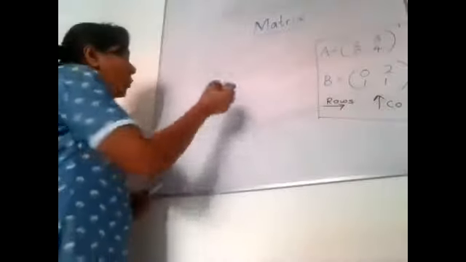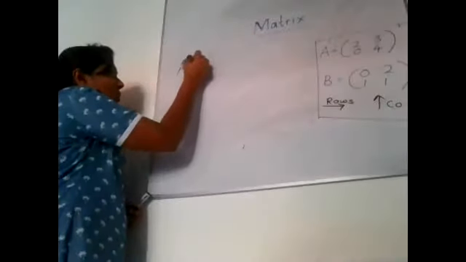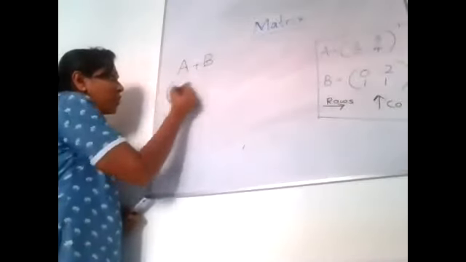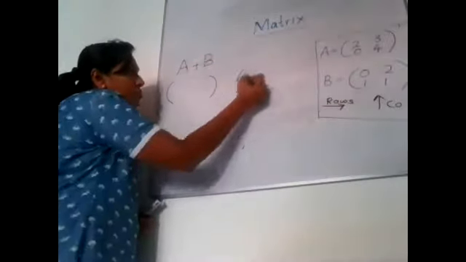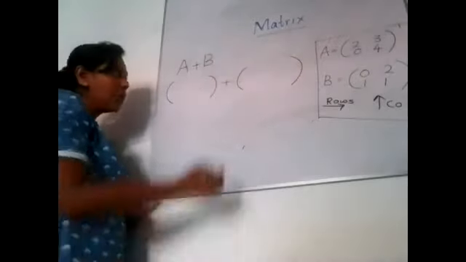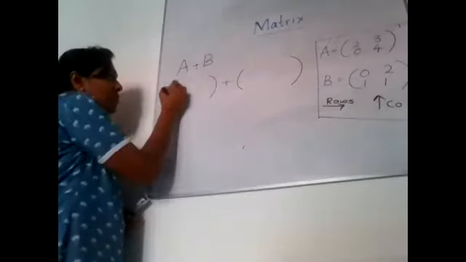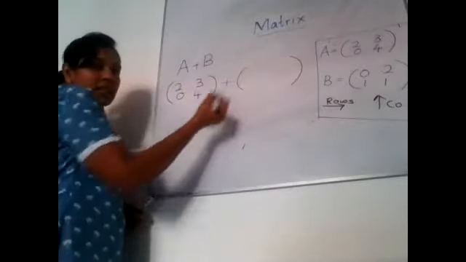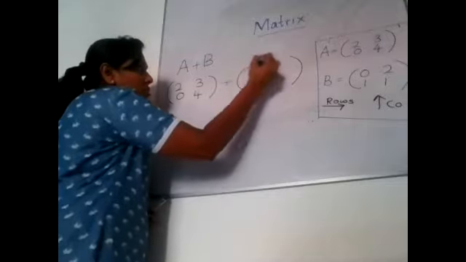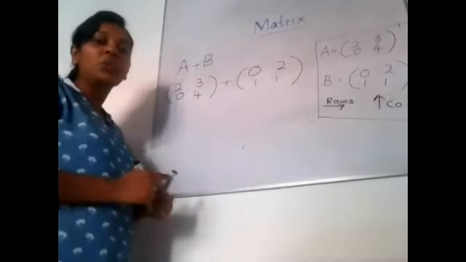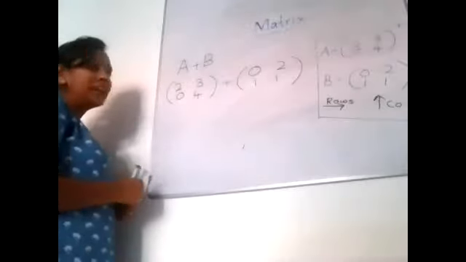So first we are going to do addition. We are going to do A plus B, right? So what should I do? I have to write the 2 matrices and you have to put addition in between, right? So I'm going to write my first matrix 2, 3, 0, 4, and my second matrix it's 0, 2, 1, 1. It's very easy. What you have to do, you have to do addition like that.